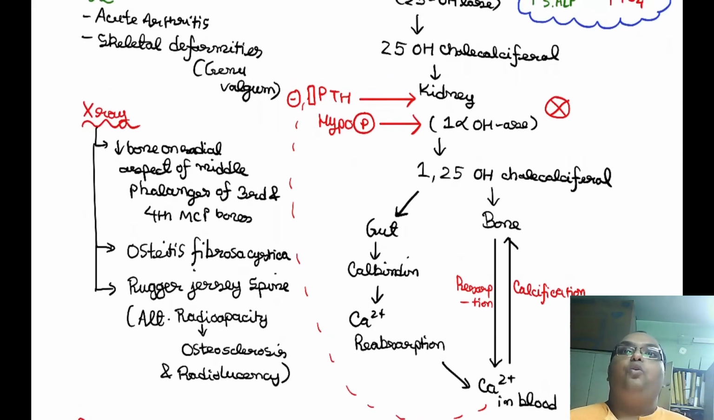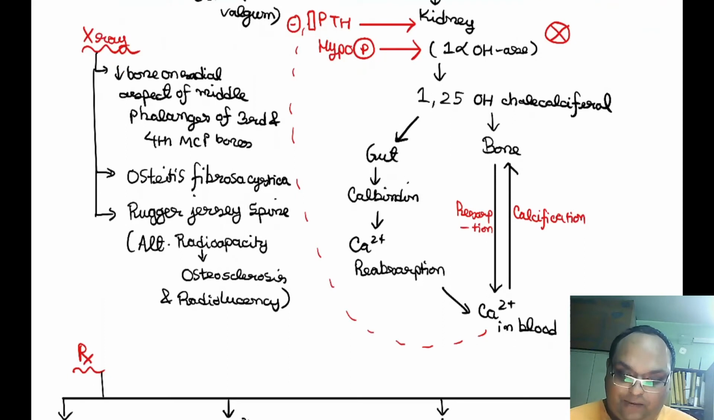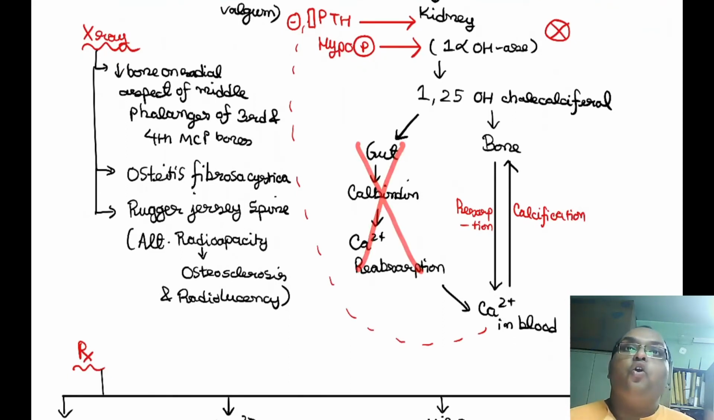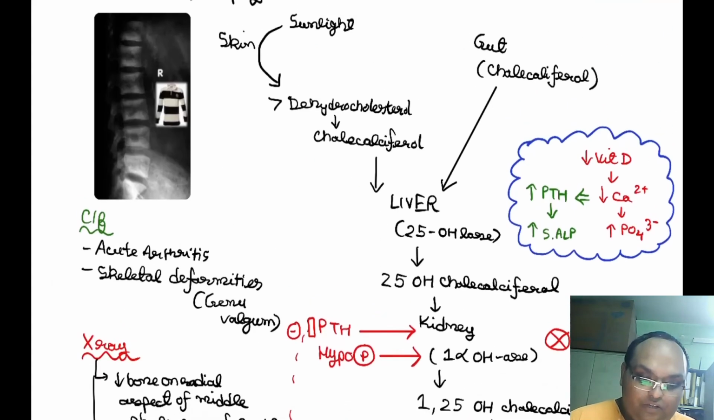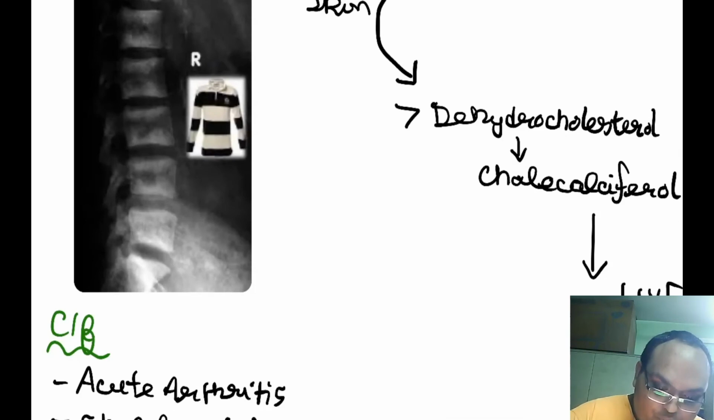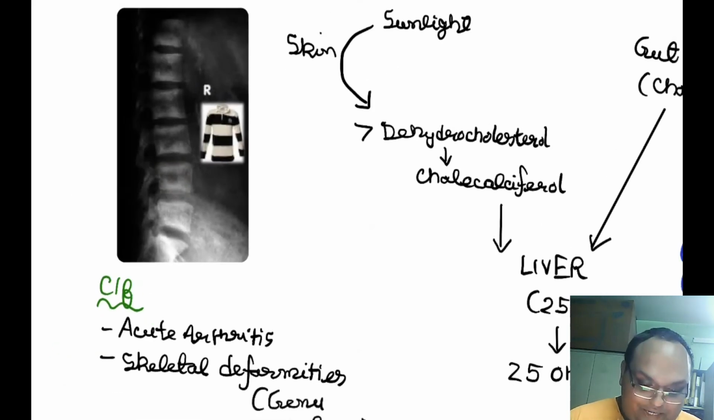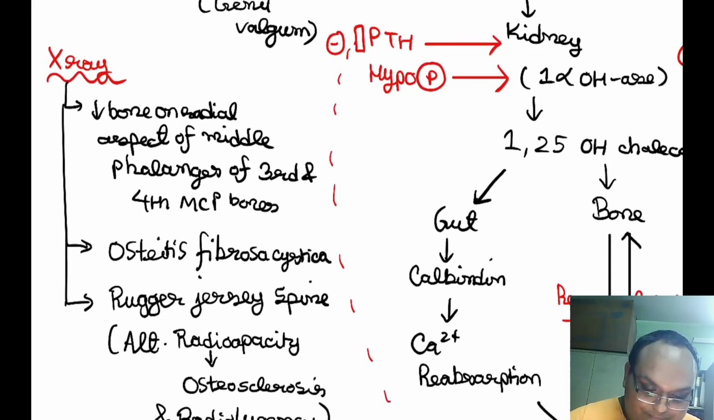We already said, calcium is not being formed. That means there is no calbindin mediated calcium absorption in the gut, and there is no resorption of the bone. Since there is no resorption of the bone, you see the spine, it becomes like this. Bone gets deposited over here, it looks like a jersey, a rugger jersey. So the spine is known as rugger jersey spine.